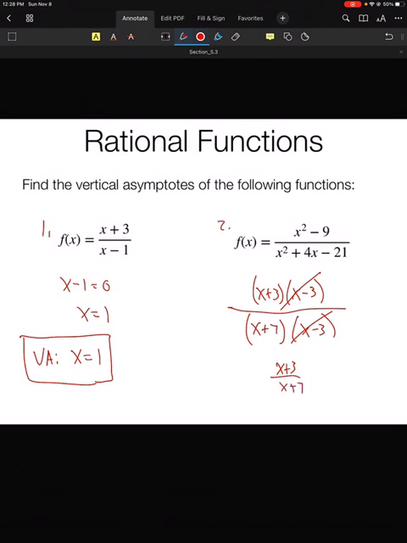So where does the denominator equal 0? Where does the denominator equal 0? x plus 7 equals 0, so x is equal to negative 7. Thus, the vertical asymptote of this function happens at x equals negative 7. Okay, so not too bad, hopefully.